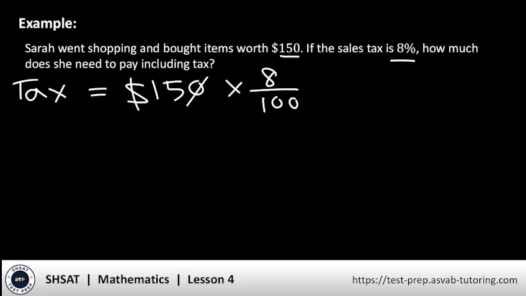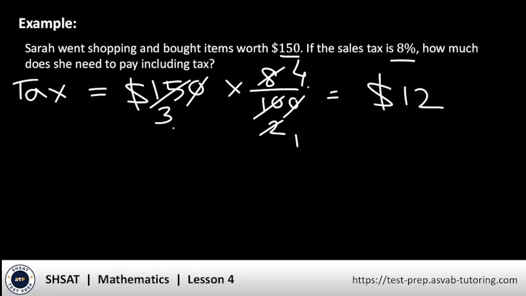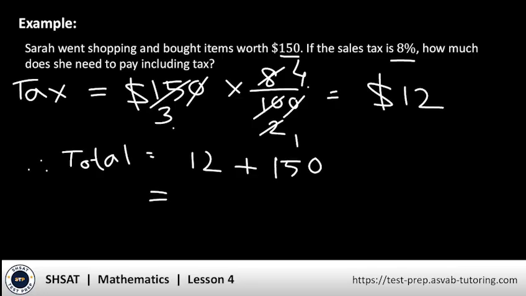And in doing so, we can now cancel out the zeros, and also we can use the times table: 5 times 3, 5 times 2, and again 2 times 1, 2 times 4. So that means it's 3 times 4, which is 12. So $12 is the tax. Now, how much does she need to pay including tax? So the total amount should be the amount of tax, which was 12, and the initial amount, which is 150. So together that makes it $162. All right? That was question number 1. Let's move on to the next question.